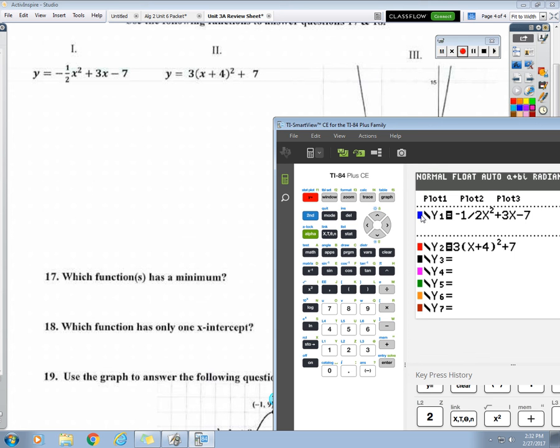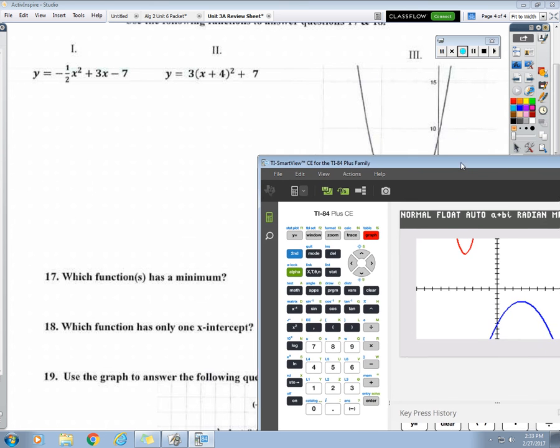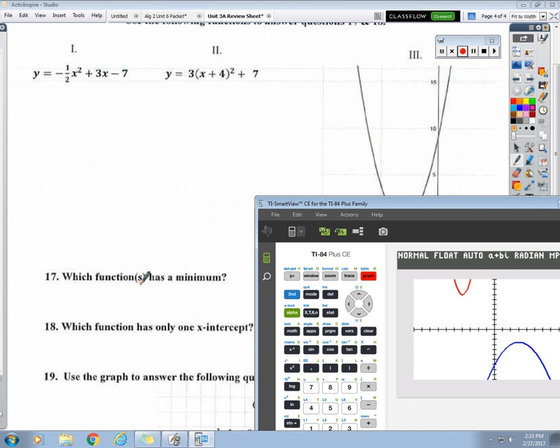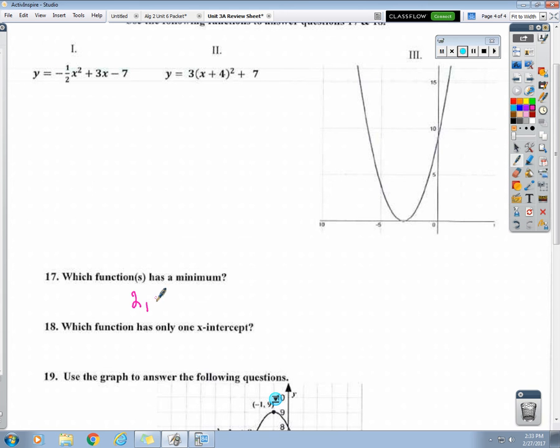So if you don't think you're going to be able to remember which one is graphed first, you might want to graph them 2 different times. The blue one is number 1, the red one is number 2. Which function or functions has a minimum value? 2 and 3. This one has a minimum right there, and the red one has a minimum right there. This one has a maximum because that negative out front turned it upside down. So only 2 and 3 have a minimum point.